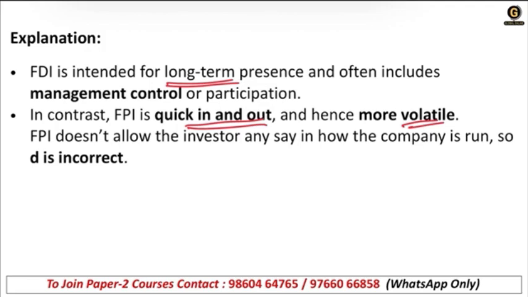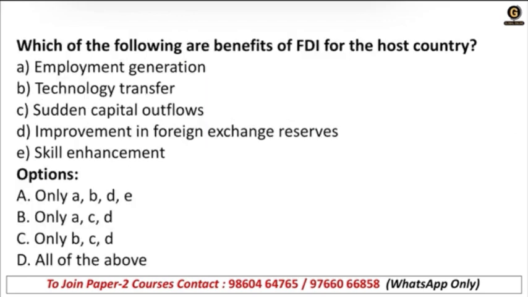FPI does not allow the investor any say in how the company is run. So D is incorrect. Basically FPI is not like where you have a business in another country and you're having a manufacturing hub or anything. It's not like that. That happens only in the long term, that is from FDI. FPI is just an investment where you can invest in a company in another country. That is only FPI.